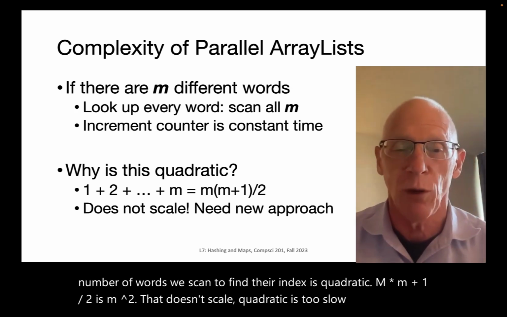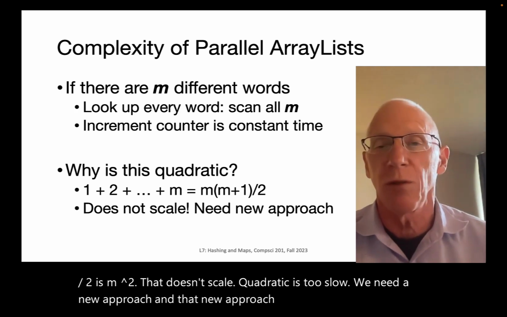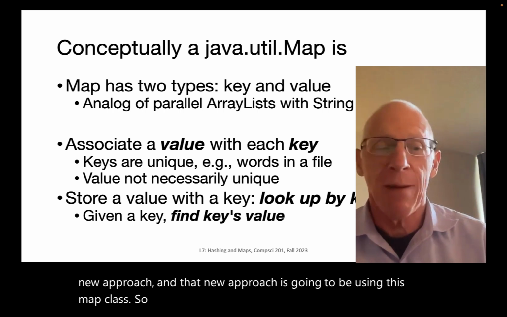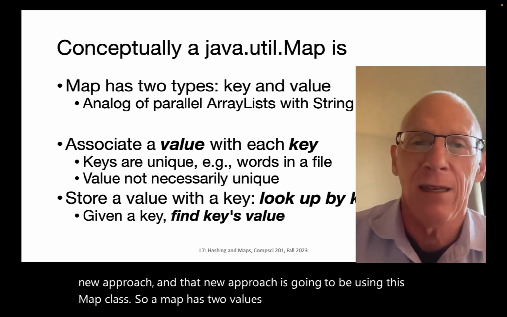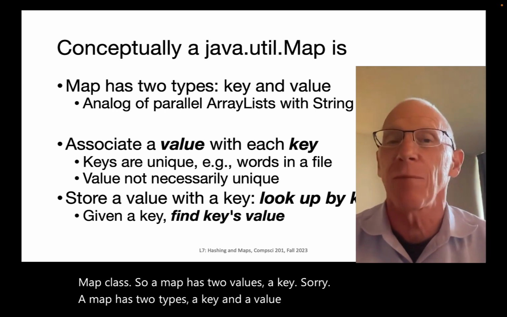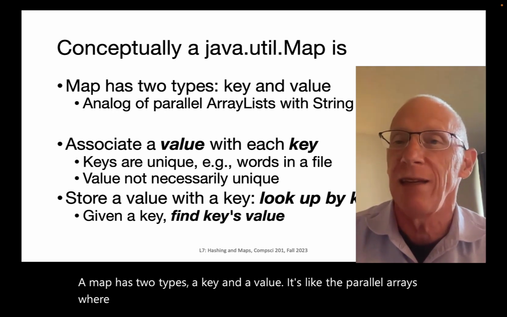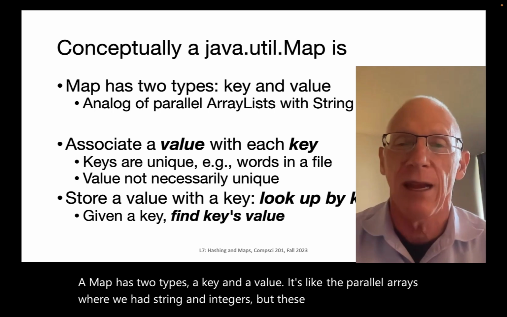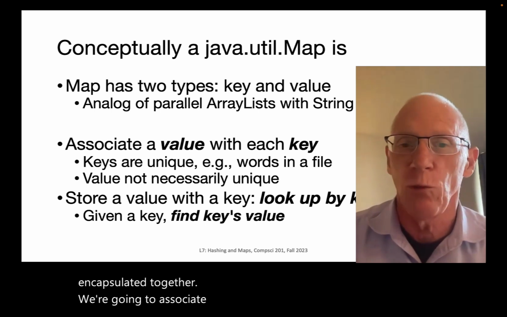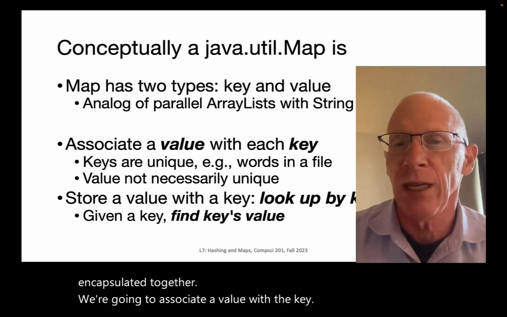We need a new approach, and that new approach is going to be using this map class. So a map has 2 types, a key and a value. It's like the parallel arrays where we had strings and integers, but these are going to be encapsulated together. We're going to associate a value with a key, and those keys will be unique.